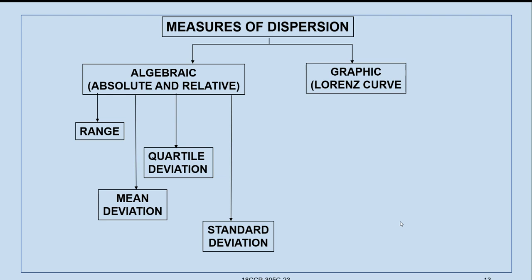The absolute and relative measures are range, mean deviation, quartile deviation, and standard deviation. Four types are there: range, mean deviation, quartile deviation, and standard deviation. And of course, as I said, in the graph, the Lorenz curve is there.